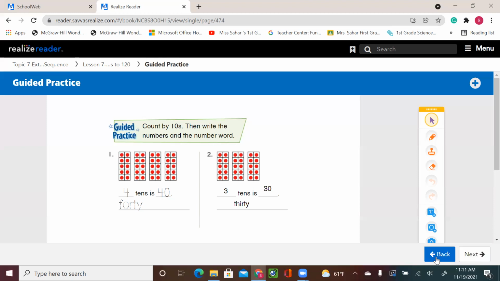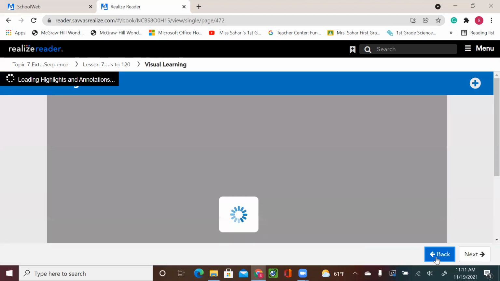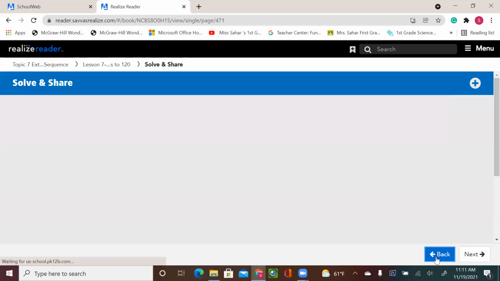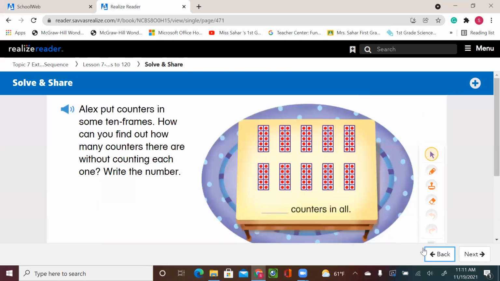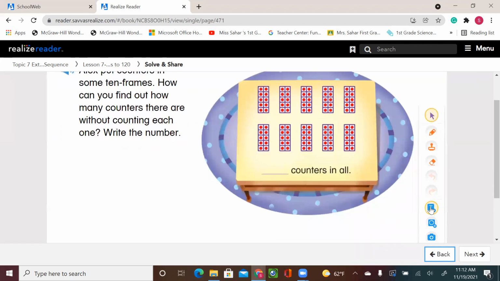All right. Let's go back to that previous page we have, page 285, and answer the question we have. So now I know that I have how many groups of 10? 1, 2, 3, 4, 5, 6, 7, 8, 9, 10. And each group has 10 counters. So 10, 20, 30, 40, 50, 60, 70, 80, 90, 100. So how many counters in all? 100.